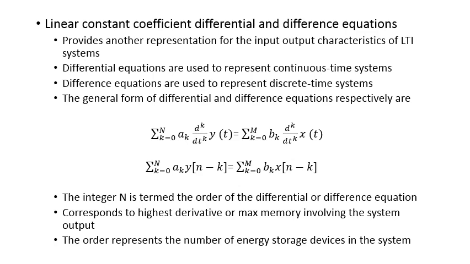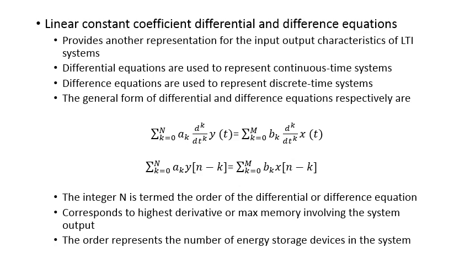The general form of the differential and difference equations respectively are: summation k running from 0 up to n, a_k d^k/dt^k y(t), equals summation k running from 0 up to m, b_k d^k/dt^k x(t). This is the generalized differential equation for representing the continuous time system, whereas the generalized difference equation for the discrete time case is summation k running from 0 up to n, a_k y[n-k], equal to the input side, which is summation k running from 0 up to m, b_k x[n-k].